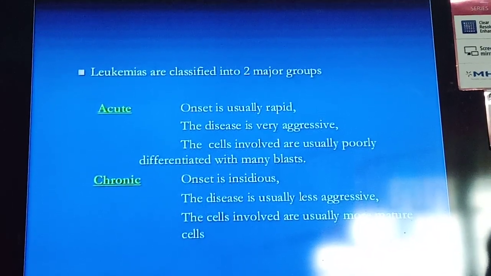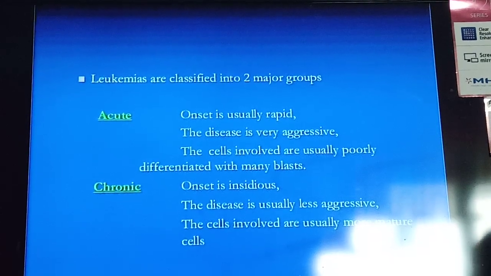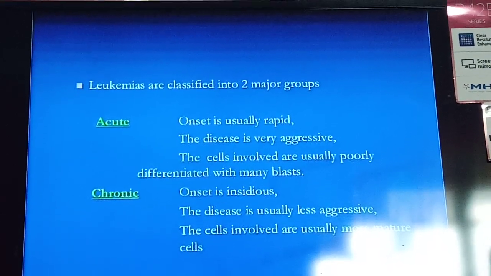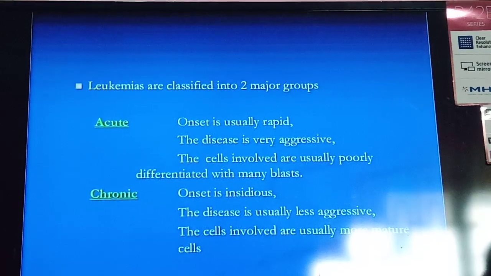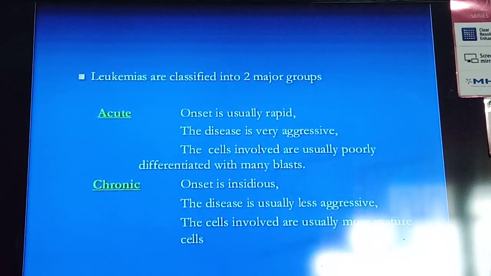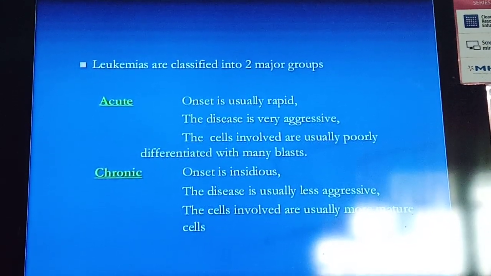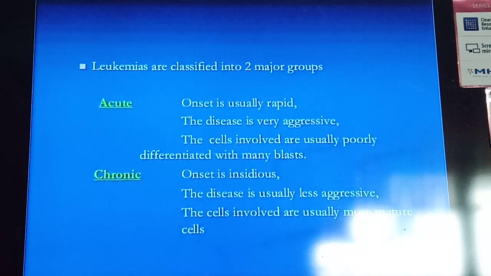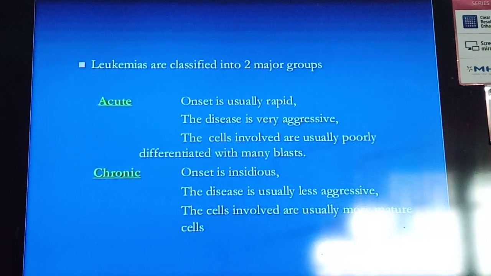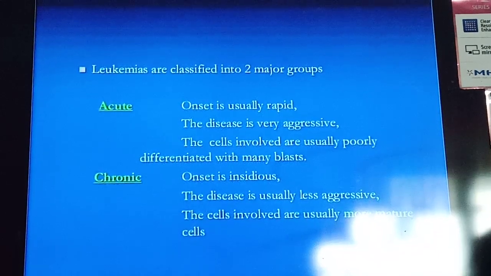usually more mature cells. In the previous practical classes, I already taught about acute leukemia, like acute myeloid leukemia and acute lymphocytic leukemia. In this class, I will teach about chronic leukemia, like chronic myeloid leukemia and chronic lymphocytic leukemia, that is CML and CLL.